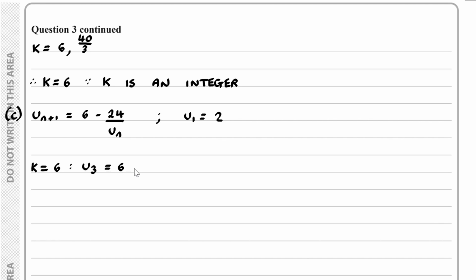6 minus 24 over 6 minus 12. And if we work this out, what we end up with is 6 plus 4, which is 10. And so therefore, u3 is equal to 10.